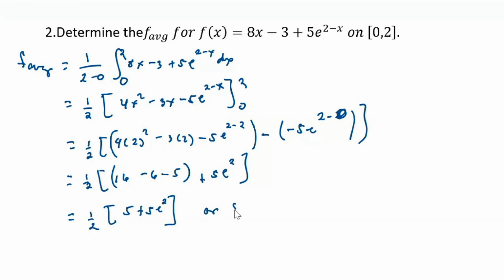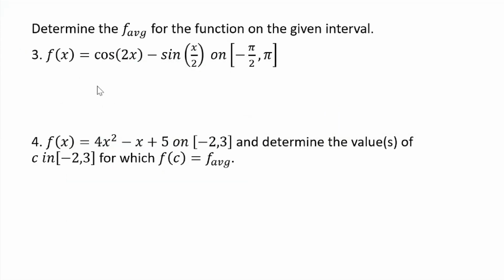So we have now 5 over 2 times 1 plus e squared. So that is now the answer of number 2. Then we have to move on to number 3 and 4. We are asked to determine the average function value for the function on the given interval. Similarly, 1, 2, and 3 are almost the same, so I will not solve number 3 now, but instead I'm going to solve number 4.